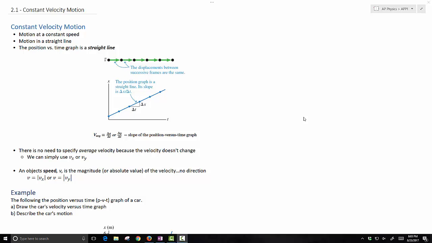Hey there. So let's talk about constant velocity motion. This is going to be the first model that you'll be dealing with, and it's the simplest. So we're just talking about motion at constant speed and in a straight line.